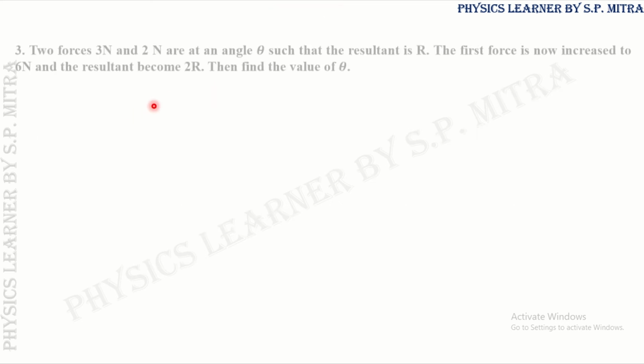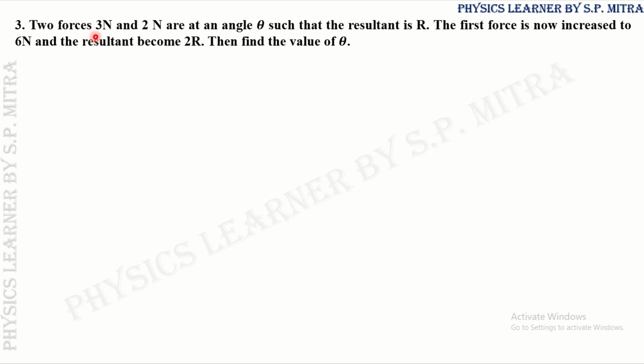In the next problem, it was given that two forces, 3 Newton and 2 Newton, are at an angle theta such that the resultant is R. The first force, that is the force 3 Newton, is now increased to 6 Newton and the resultant becomes 2R. Then you have to find the angle theta. Here are the options. Let's see the solution now.